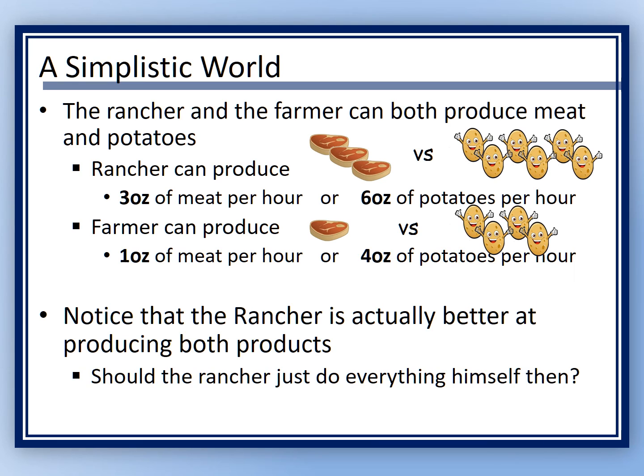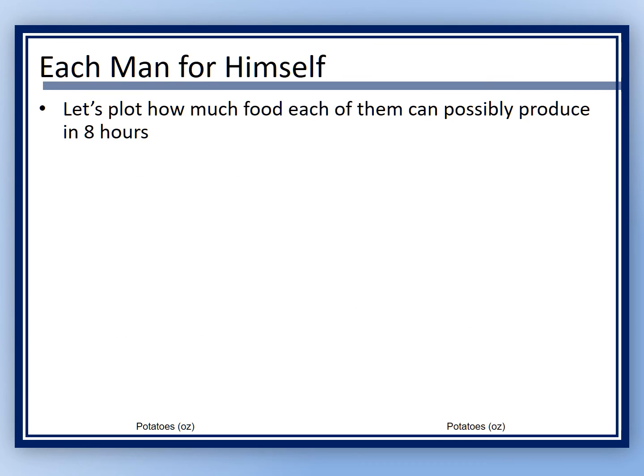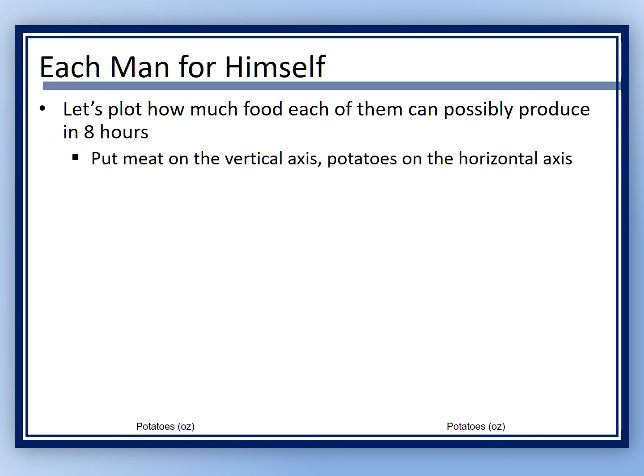So in this case, our question would be, should the rancher do everything by himself, given that he's faster than the farmer in every single item? To think about that, let's put how much food each of them can produce in a day. 8 hours, right? Okay. And we're going to put it on a diagram with meat on the vertical axis and potatoes on the horizontal axis. Now, once again, this setting makes it very clear. This is a Western textbook.